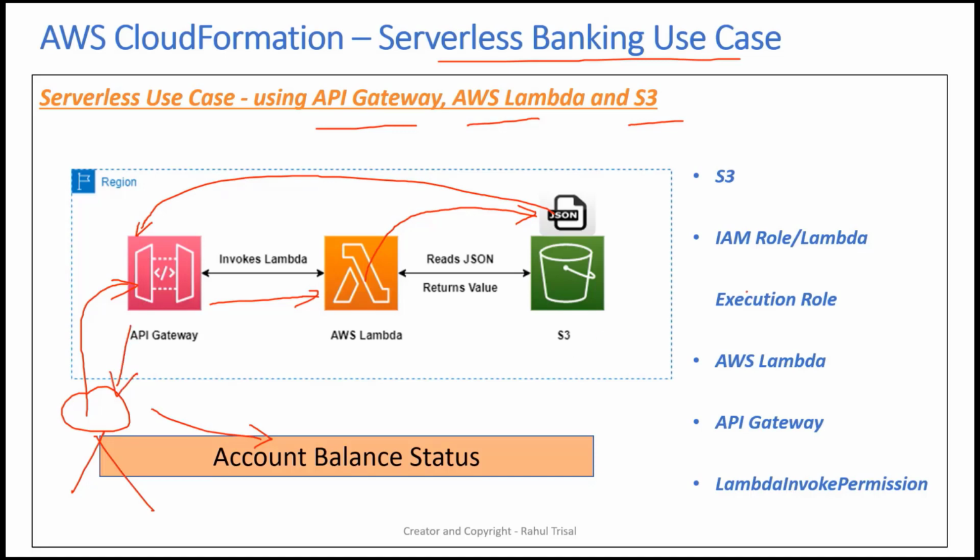So as part of this use case, we are going to first create the S3 bucket. Then we're going to create an IAM role, Lambda execution role, which will basically allow the AWS Lambda to access the objects in S3. Then we're going to create an AWS Lambda and API Gateway. And then we're also going to create Lambda invoke permissions, which will allow API Gateway to invoke the Lambda function. So let me show you all the services that we're going to create in an end-to-end demo so that you get a clear view of what we're going to build by the end of this section.